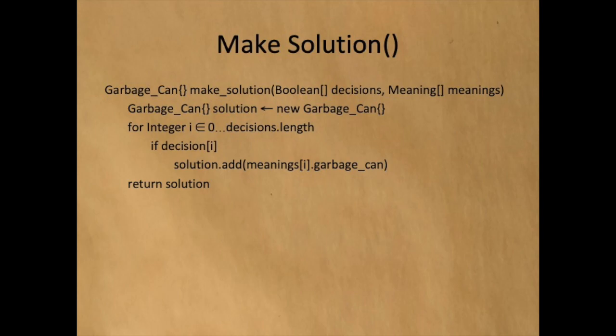The function makeSolution is quite simple. First, it creates an empty set of garbage cans to hold the solution. Then, it iterates through each decision. If the decision is true, it will add the corresponding garbage can to the solution, and finally it returns the solution.